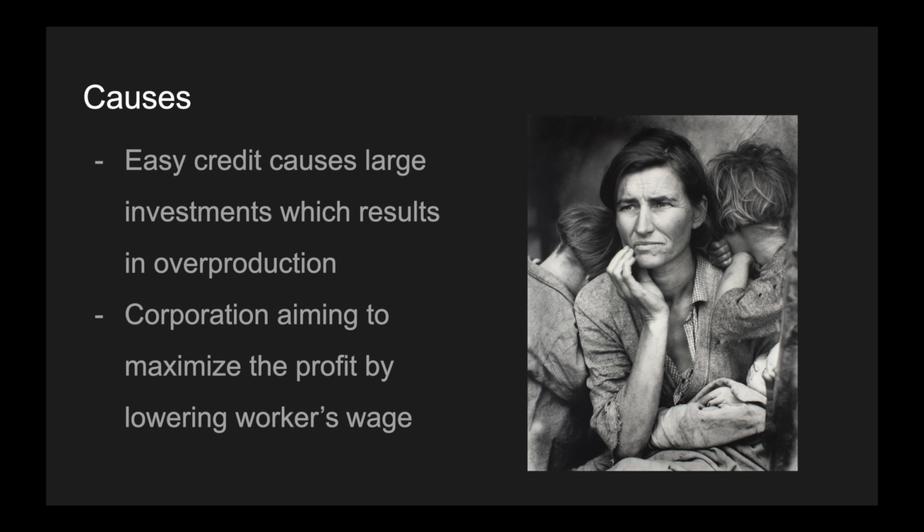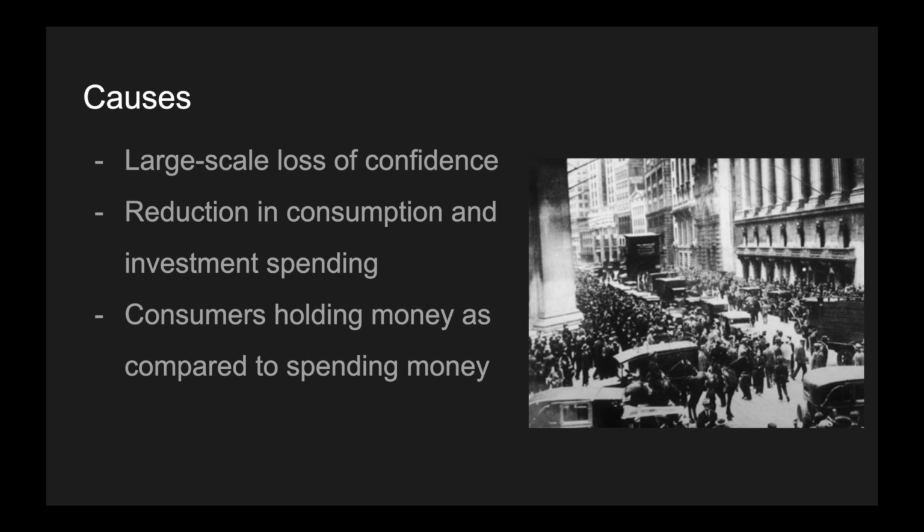There were many causes for this catastrophic economic event. First, banks gave out easy credit, which resulted in a large amount of investment in corporations' stock, as people believed that it was free money. This resulted in overproduction from such excess funding. Then, since corporations aim to maximize profits, they lowered workers' wages, which resulted in a decrease in consumers' purchasing power. Since corporations were not making as much profit due to the previous two factors, there was a large-scale loss of confidence in the stock market, which caused stock prices to fall drastically.